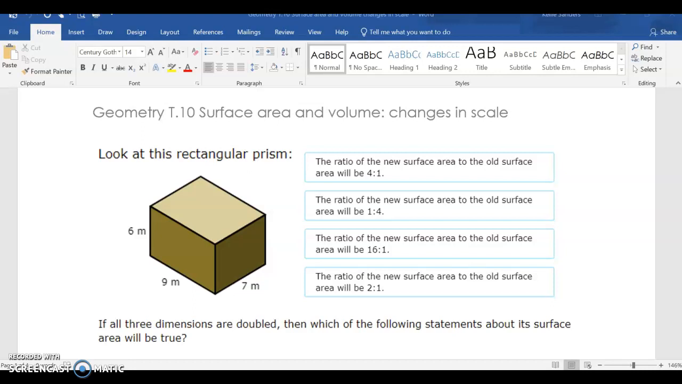T10, surface area and volume, changes in scale. Alright, pay attention. It's not going to be as bad as what you think it might be. Look at this rectangular prism.